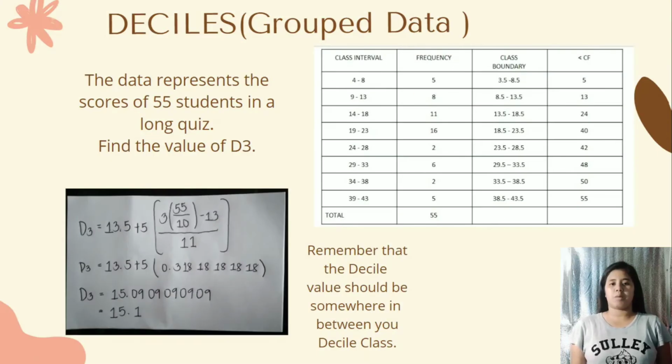Now, let's have an example. The data represents the scores of 55 students in a long quiz. Now, we need to find the value of D3. The frequency distribution table is already given, so what we need to do is compute the third decile.